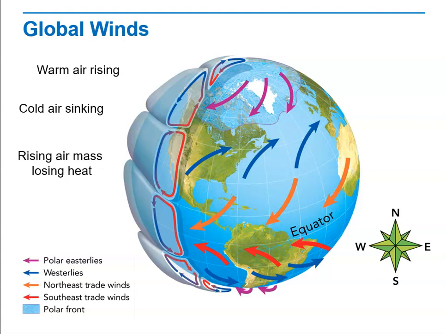Between places where air sinks and places where it rises, air travels over Earth's surface, creating winds, as shown in the diagram here. Earth's rotation causes those winds to blow from west to east over the temperate zones and from east to west over the tropics and the poles.